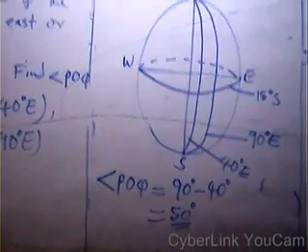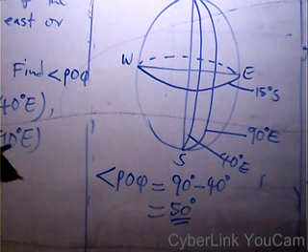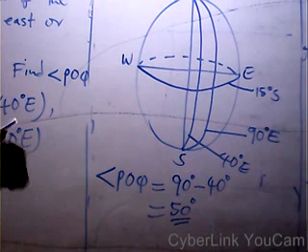The angle between them is 50 degrees. Now that is for the longitude. If you can recall, what we have been doing so far is for longitude. For the latitude, we apply the same method.